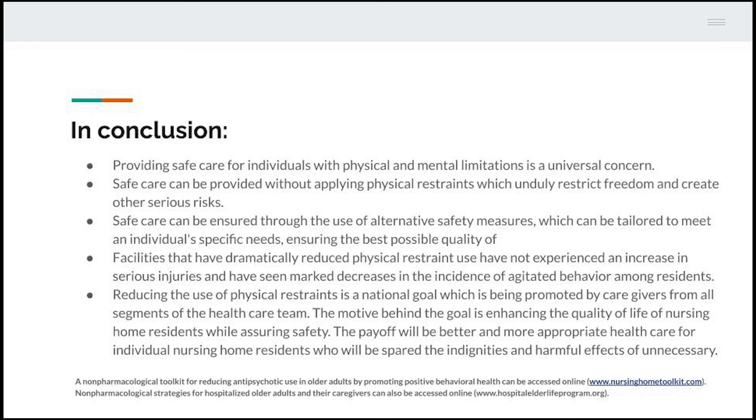So reducing the use of physical restraints is a national goal which is being promoted by caregivers from all segments of the healthcare team. The motivation behind this goal is enhancing the quality of life of nursing home residents while assuring safety. The payoff will be much better and more appropriate health care for individual nursing home residents who will be spared the indignities and harmful effects of unnecessary restraints.